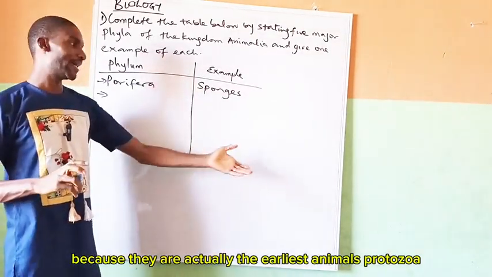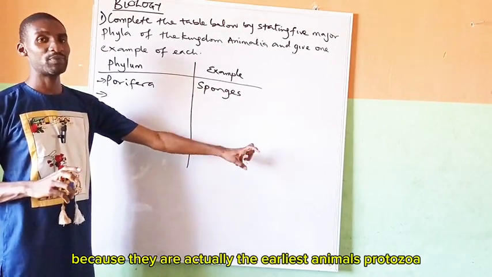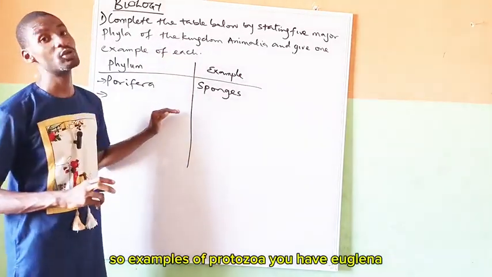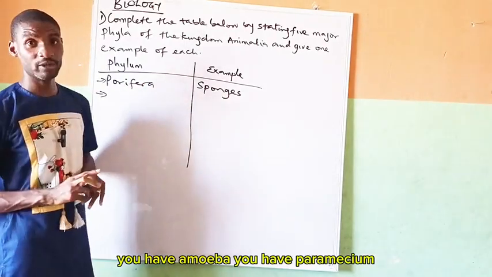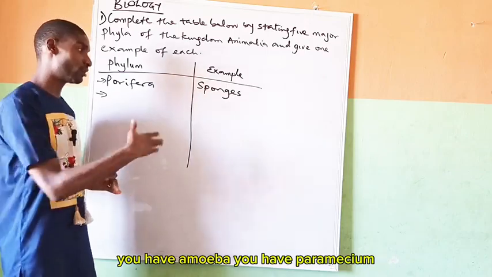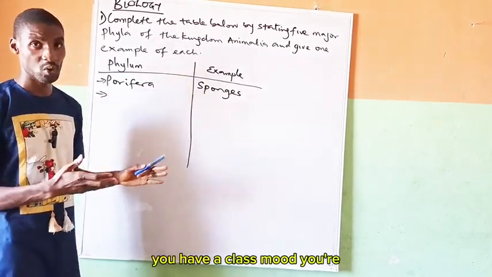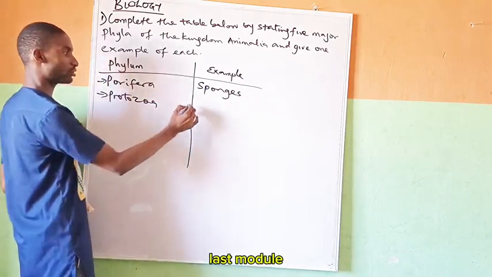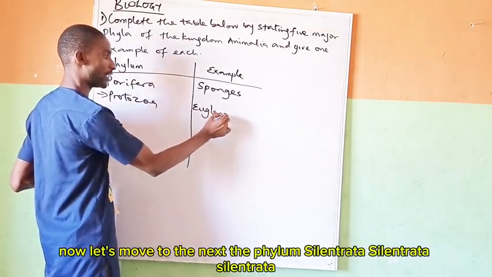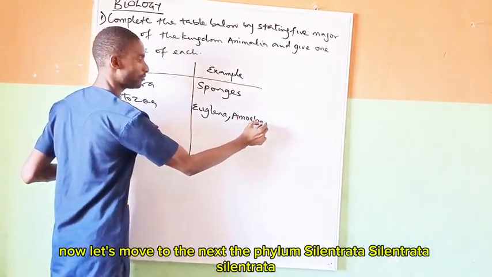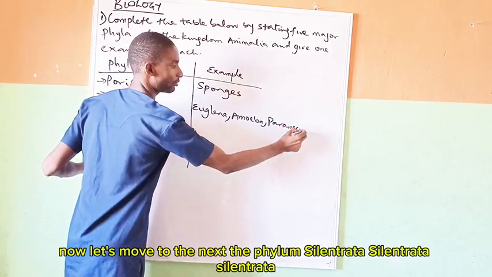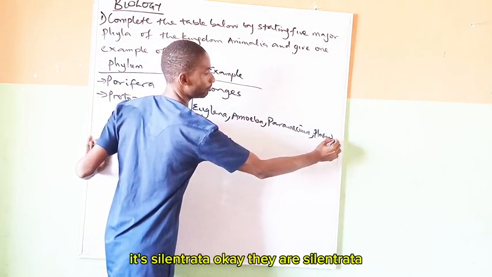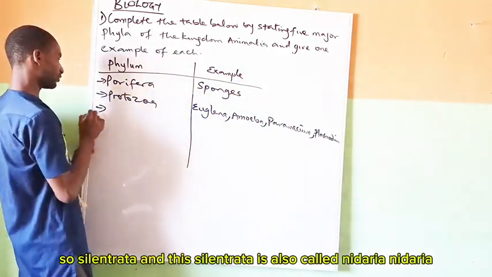The second one I would like to talk about is Protozoa. Earlier we classified Protozoa under Protista. There are some textbooks where they will not mention protozoans, but it is a phylum on its own in the animal kingdom because they are actually the earliest animals. So they are also included. Examples of Protozoa: you have Euglena, Amoeba, Paramecium, and Plasmodium.